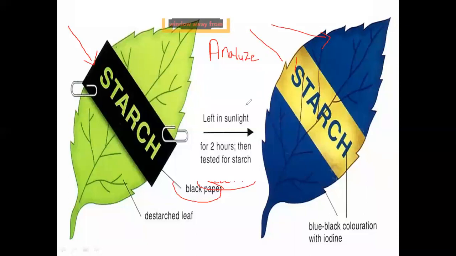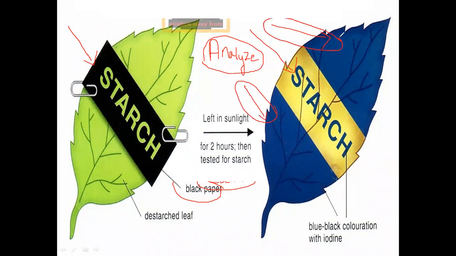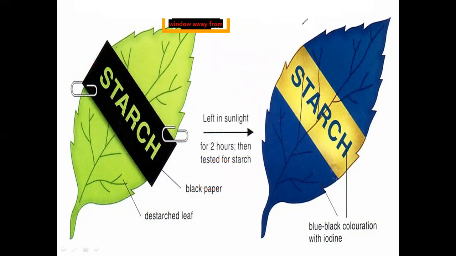No problem. So here, if I want to do the analyze, first of all, pay attention. I will start with: after placing a leaf in sunlight, the green leaf in sunlight, and covering a part of it with a black paper, then after 2 hours, we tested for starch. Only the part that was exposed to sunlight shows dark blue color. However, the part that was covered by the black paper shows yellow color. This is the analysis.